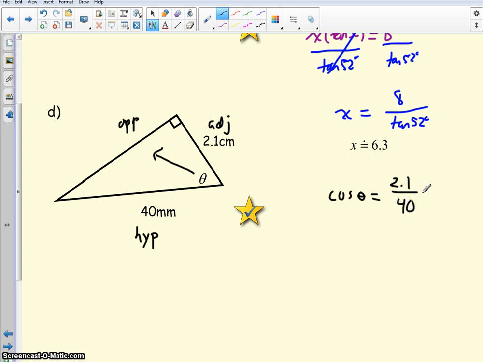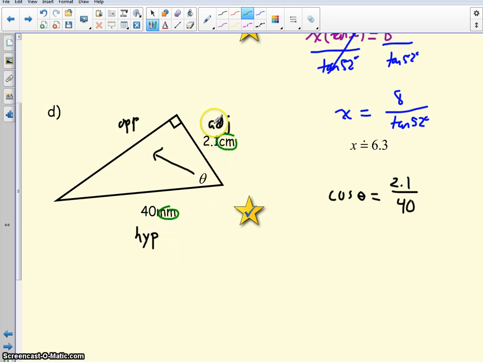Now, hopefully there should be some alarm bells going off here saying that this doesn't seem quite right. And what shouldn't seem right is if you look at the two measurements we have over here, one of them is in centimeters and one of them is in millimeters. So the ratio between these two sides isn't actually 2.1 over 40 because these units are different. So in order for this to make sense, we have to actually convert these to the same units.